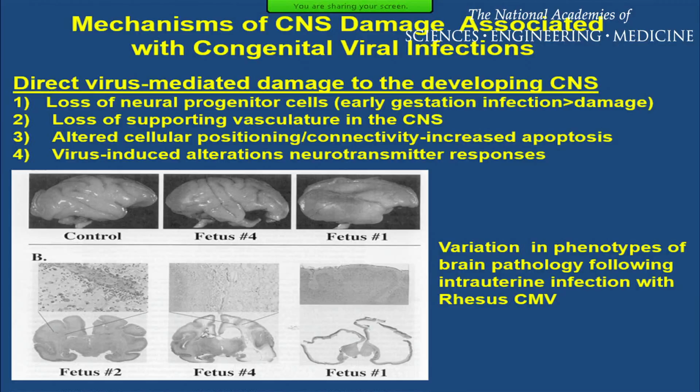In the bottom panel, these are brains taken from rhesus macaque fetuses that were inoculated transplacentally in the second trimester. They were not inoculated in the brain, they were inoculated in the peritoneum. The virus spread to the brain and caused these brain defects.